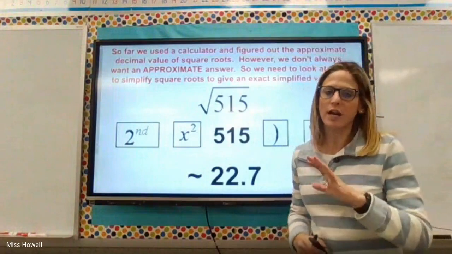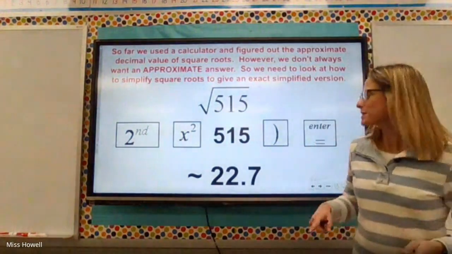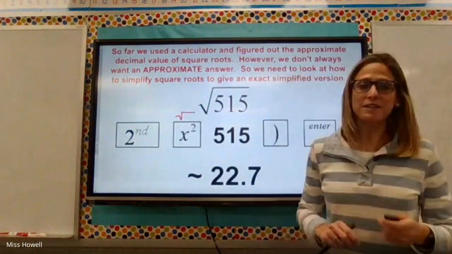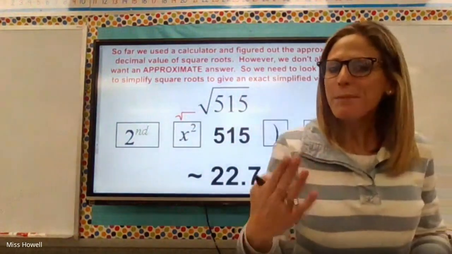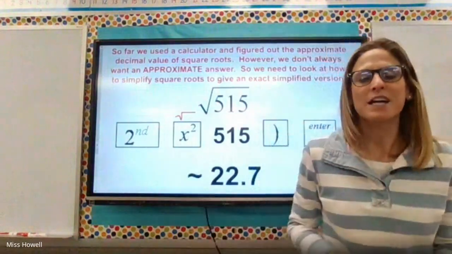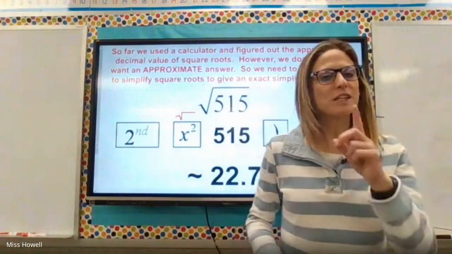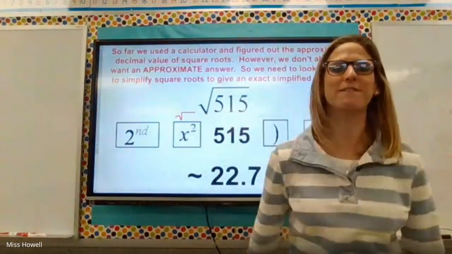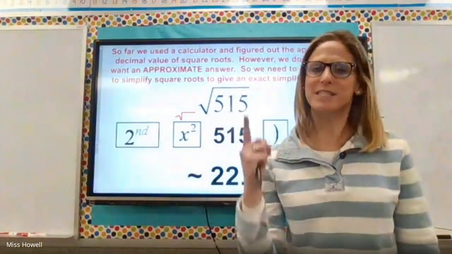So for today, you should not be typing in second x squared to get your square root and pressing enter. If it doesn't give you back a perfect square, you shouldn't be stopping there. I do not want decimal answers, because our goal for today is to write it in its most basic simplified version, not give an approximate decimal version.